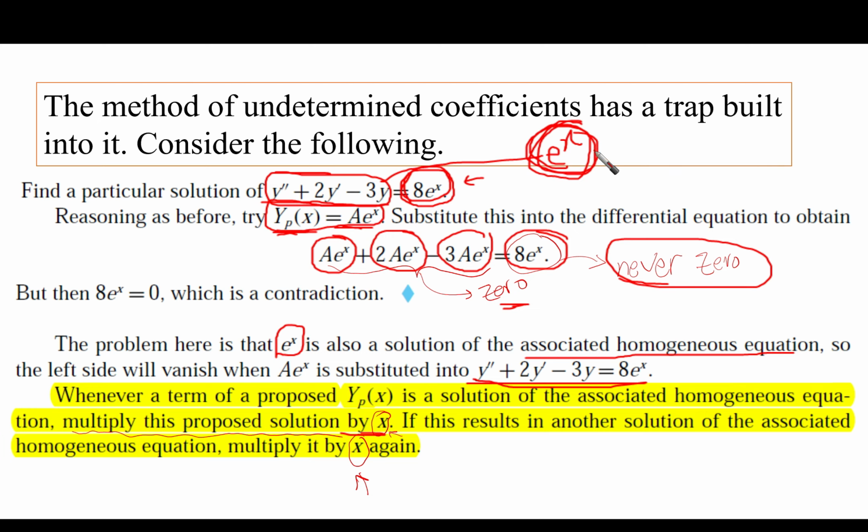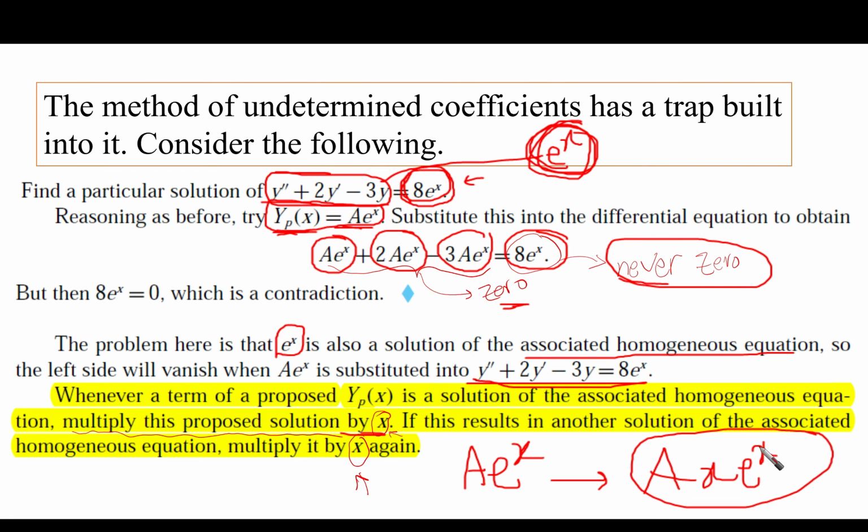If the solution is e to x, then take care. Do not take your y_p equal to a e to x. Multiply it by another x here. So instead of having a times e to x, take the solution to be a x e to x. This is the right thing. This is the right y_p that you should use.